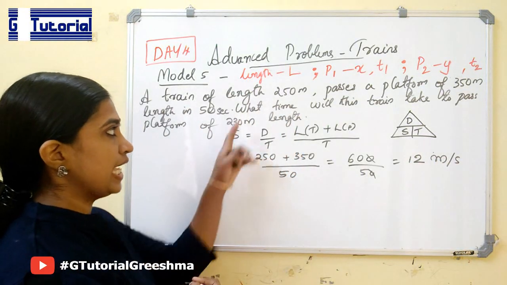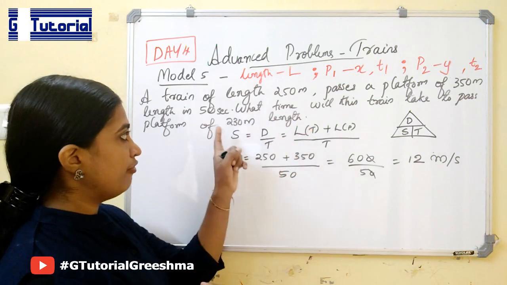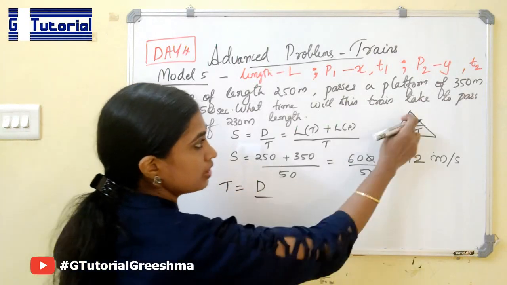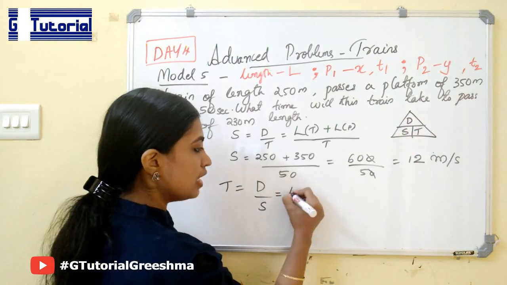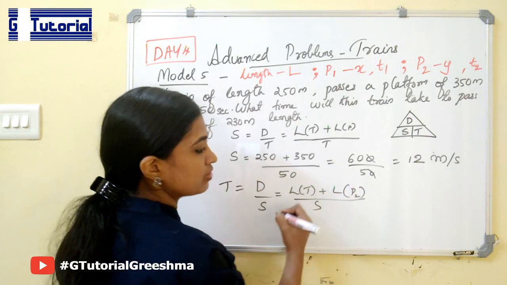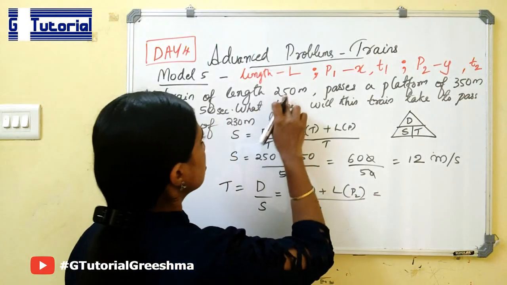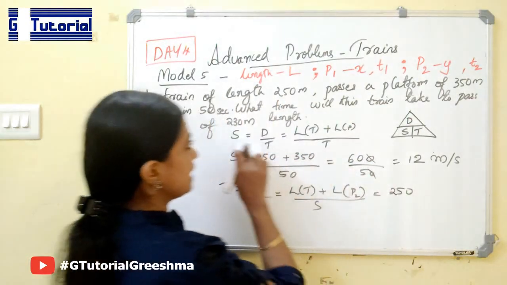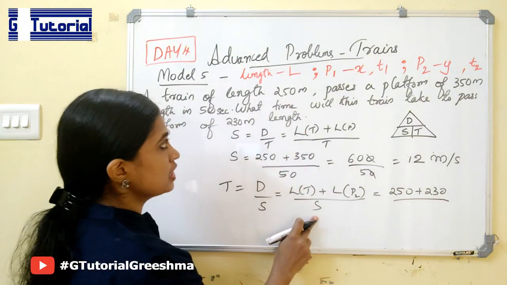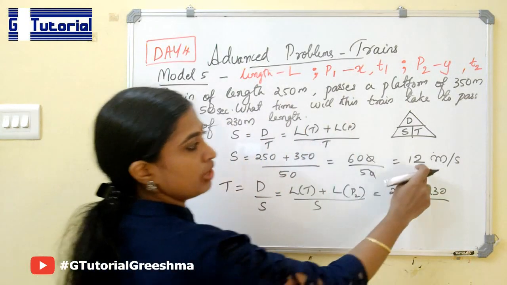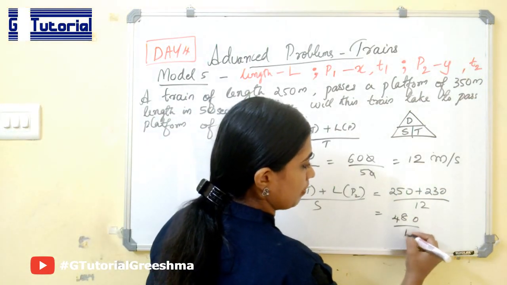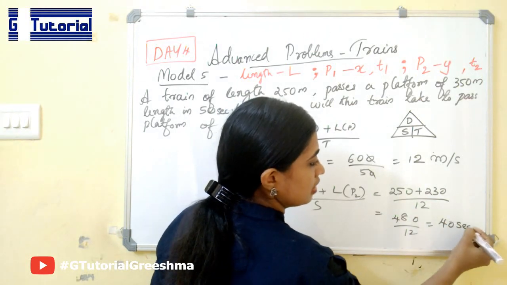Now we are asked to find the time taken to cross a platform of length 230 meter. So the time is equal to distance by speed. Distance is length of the train plus length of the second platform by speed of the train. So length of train is 250 meter, length of second platform is 230 meter, by speed of the train, which we found to be 12. So 480 by 12, 40 seconds is the answer.